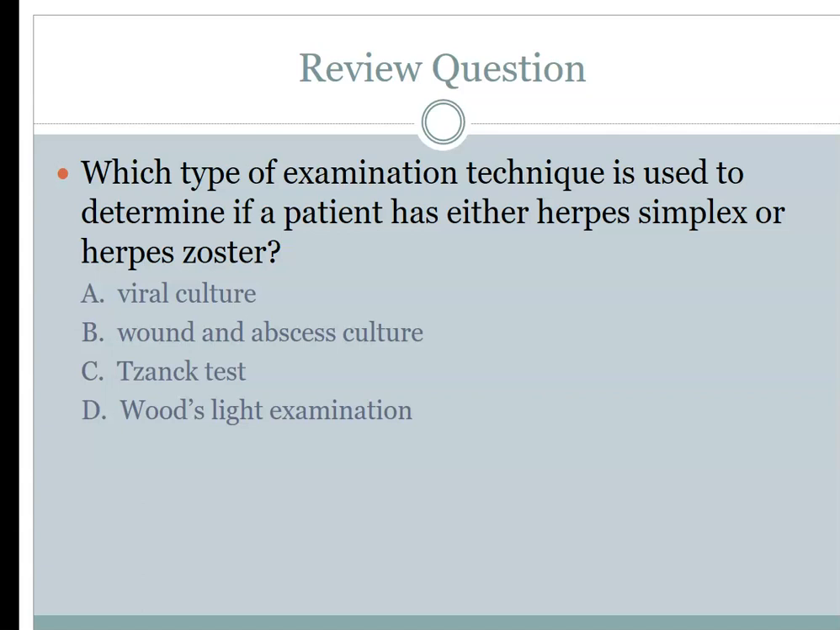Review question. Which type of examination technique is used to determine if a patient has either herpes simplex or herpes zoster? A, viral culture; B, wound and abscess culture; C, a Tzanck test; or D, Wood's light examination? The answer is C, the Tzanck test.